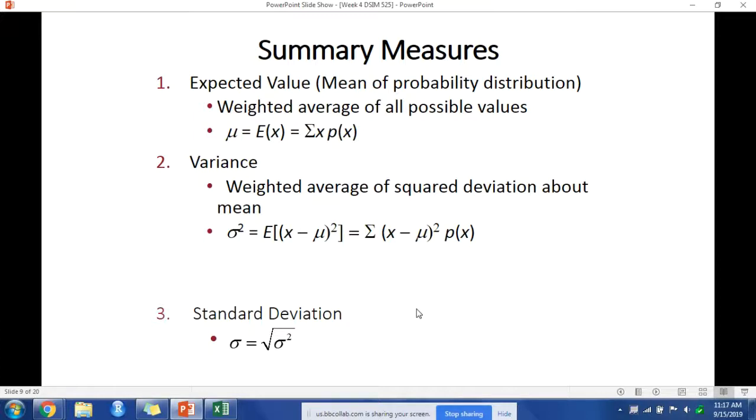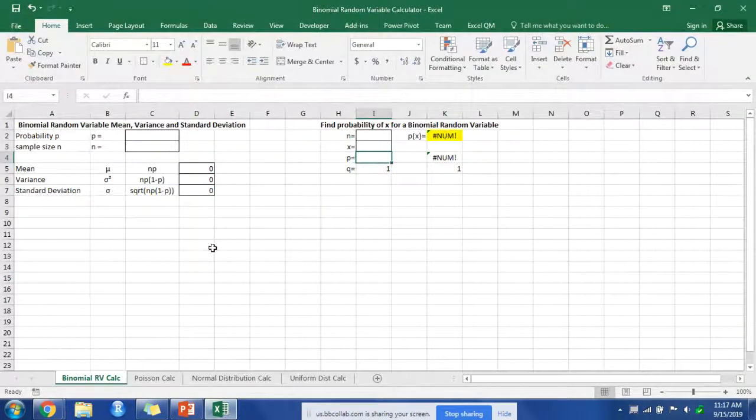I have also created a spreadsheet to assist with this on a binomial random variable. So here you have a probability, let's say, of 0.5, and you run 10 outcomes. It will calculate out your mean, your variance, and your standard deviation.